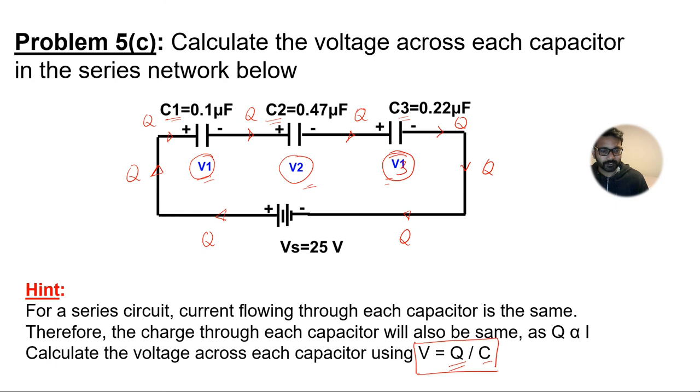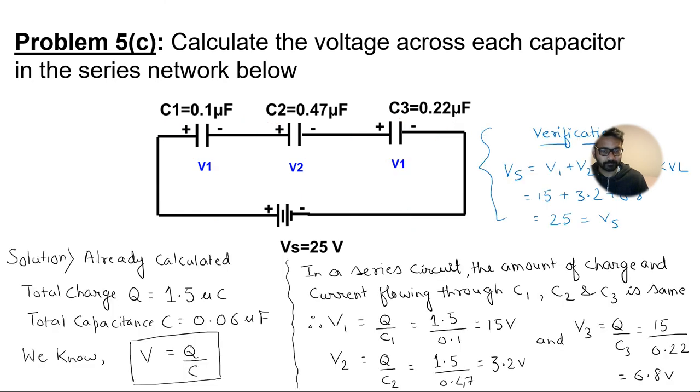Okay. So let's look at the solution here. We have already seen the formula. Okay. So to calculate V1, the formula will be Q, because the charge flowing through each of the capacitors is the same, Q, and we have already calculated this charge Q, which is 1.5 microcoulombs. Okay.